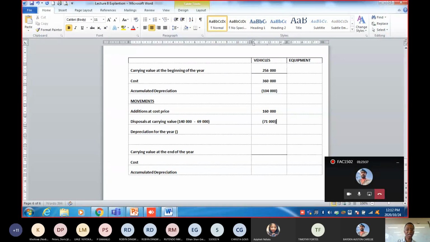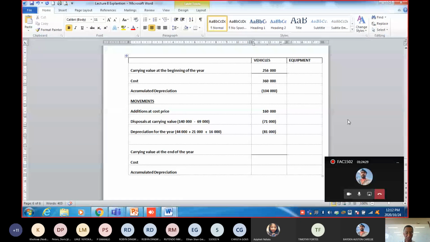Your depreciation expense for the year, remember we had depreciation of 44,000 rand on the old existing vehicles. Then we had 21,000 rand on the asset that we have sold. And we've got 16,000 rand on the new vehicle. And your depreciation expense for the year is 81,000 rand. That was the amount that we transferred to the profit or loss account, the expense for the year, 81,000 rand.